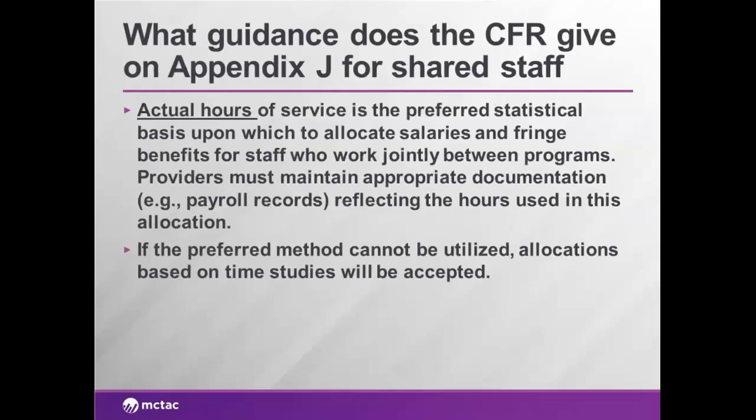So what does the guidance say? The guidance on schedule on Appendix J says that the best way of allocating costs is actual hours of service. That's the preferred statistical basis upon which to allocate salary and fringe benefit for staff who work jointly between programs. And if the preferred method cannot be utilized, allocation based upon time studies will be acceptable. Well, let's talk about those 2 things separately.